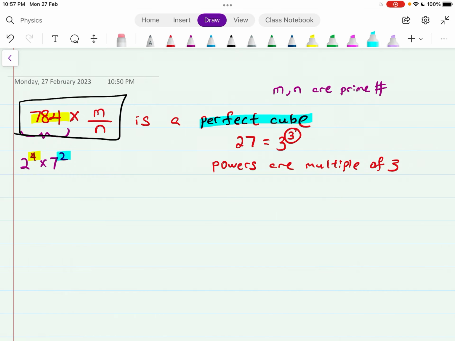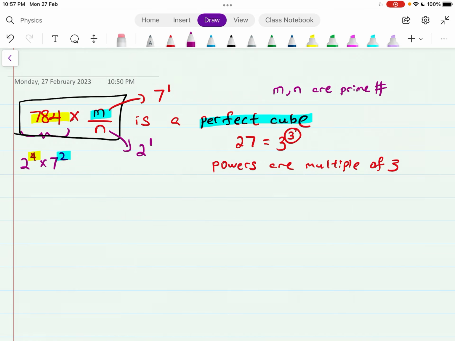So this m, you simply just multiply by 7 to the power of 1. Because 7 to the power of 1 times 7 to the power of 2 will give you 7 to the power of 3, which is a multiple of 3, right? Okay, then the n at the bottom, you put 2 to the power of 1.